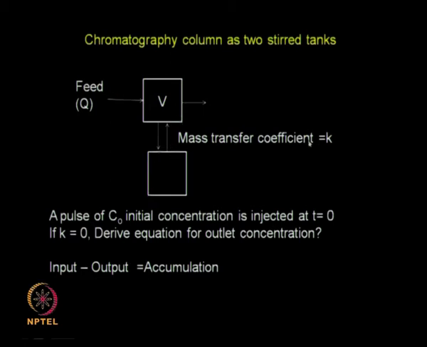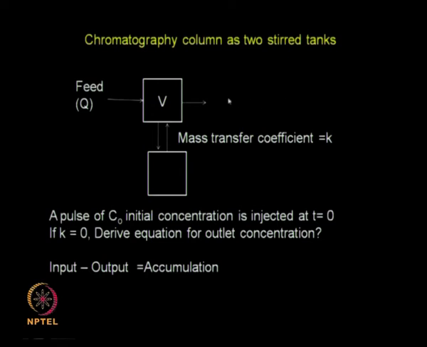Suppose k equal to 0, that means there is no in and out. Can you derive an equation for the concentration of this pulse as a function of time? So there is no mass transfer taking place, k equal to 0. That means this stirred tank is completely cut off from the other stirred tank. Now we are injecting a pulse at time equal to 0, initial concentration of the pulse is C naught. Can you find an equation which relates the concentration leaving tank 1 as a function of time?